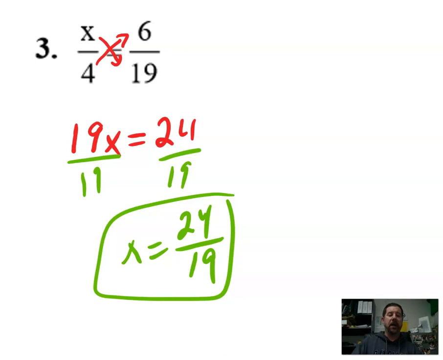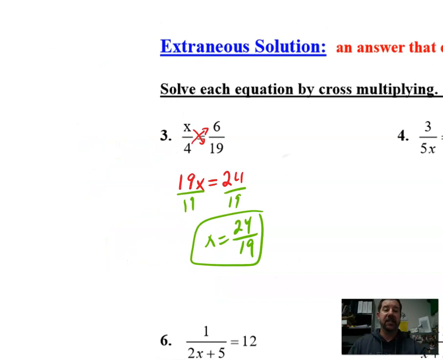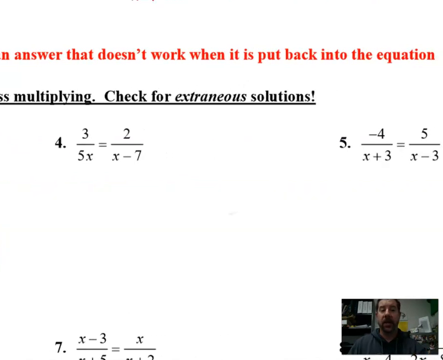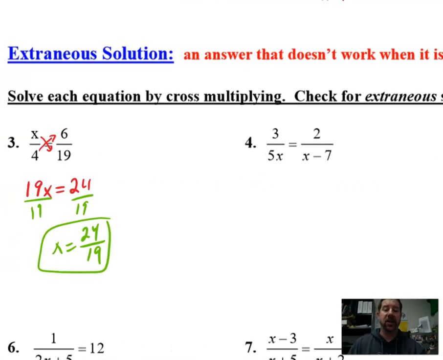Maybe one thing we should go back and talk about here real quick though, I know I skipped over it on the top here, but whenever you're doing these kind of problems, we're going to have to worry about what we call extraneous solutions. I believe this is the first time this year that we have started to deal with extraneous solutions. An extraneous solution basically is just an answer that doesn't work when you put it back into the equation. If I go to check my answer, it's an answer that doesn't work.